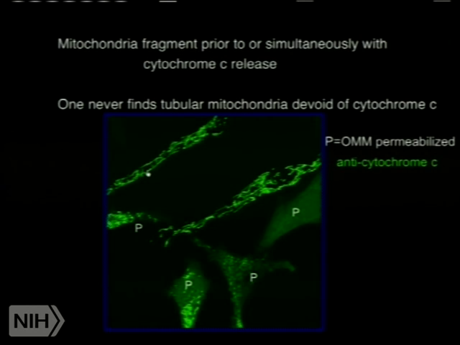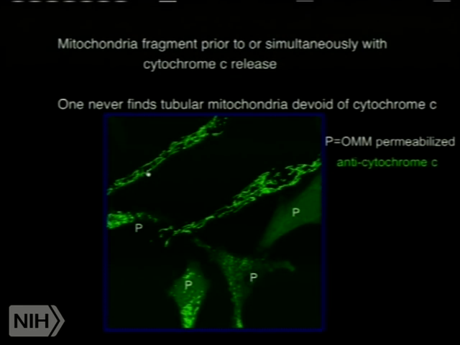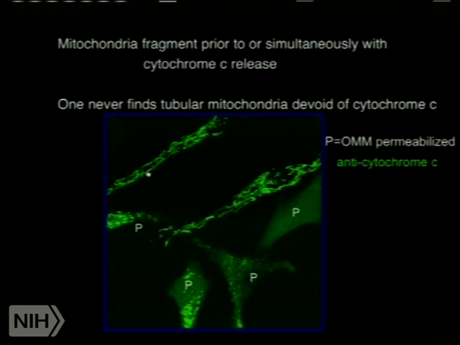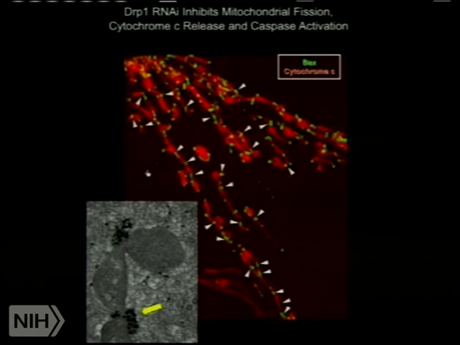Corresponding to Bax's translocation to the mitochondria at constriction sites, fission occurs and the mitochondria fragment, and you will never find a tubular mitochondrion with cytochrome c release. So it's linked to this process. And if you inhibit DRP, remember I showed you that very interconnected cell where you inhibit this division protein?